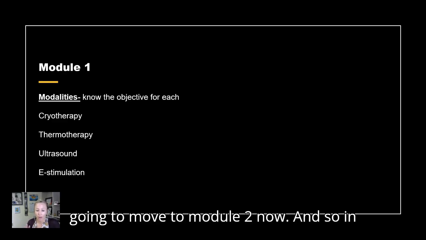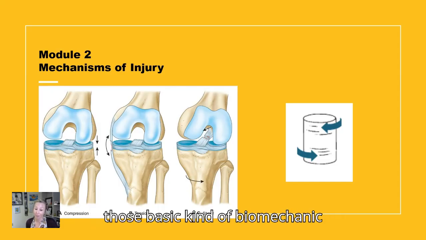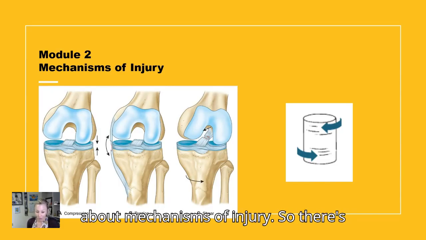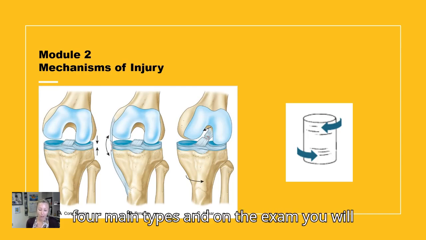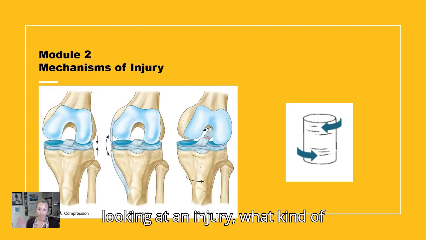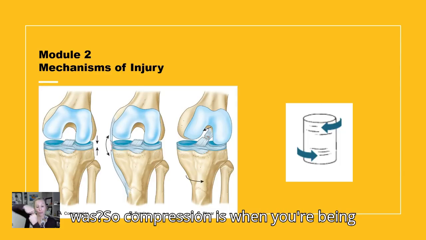So we're going to move to module 2 now. In module 2, we're starting to lay down the basic biomechanic foundation. We start talking about mechanisms of injury. There are 4 main types, and on the exam, you will need to know, looking at an injury, what kind of mechanism of injury it was. So compression is when you're being forced in.